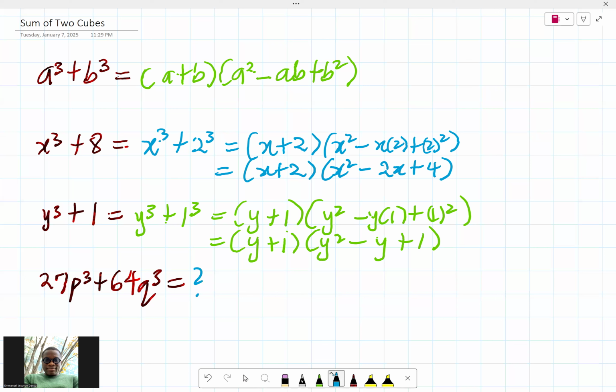How do you do 27p cube plus 64q cube? Try that and let's see what you get with that.